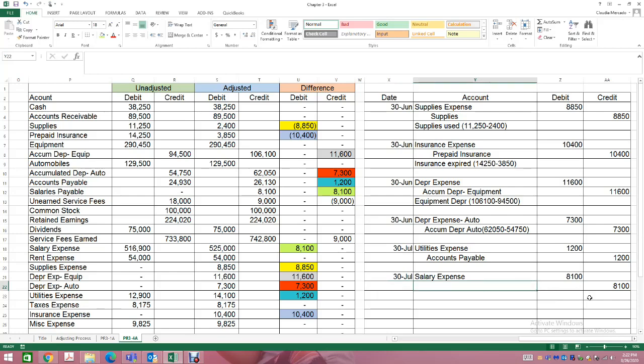Now, are we paying our employees the salaries this month? No, we are not paying our employees this month. We're going to pay them next month. So we have to put the money aside in an account that will allow us to do that in the future. And the account that we use is salaries payable.